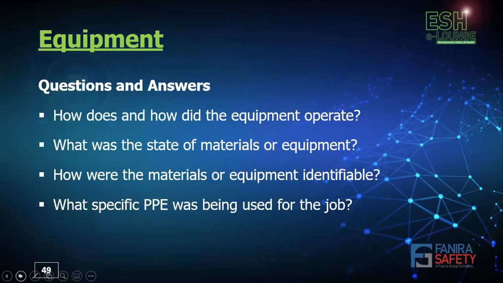So what was the state of the materials or equipment? How were the materials or equipment identifiable? What specific PPE was being used for the job? Was it the appropriate one, or was it the normal PPE, or was additional PPE required beyond the normal?